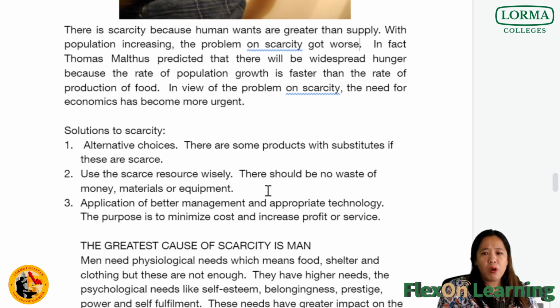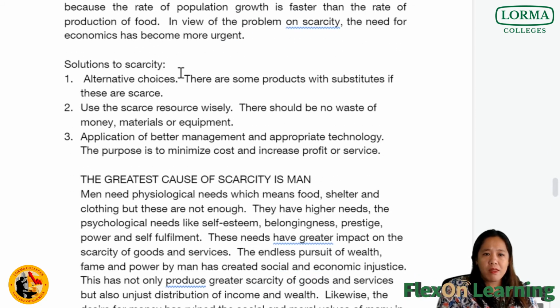So how are we going to solve this problem, scarcity? So let's have alternative choices. If we will have shortage of rice, what can we use as substitute? So maybe let's produce flour, if not bread, and other substitutes. Okay, let's have hamburger. And for sure, you're a lot happier with hamburger than rice.